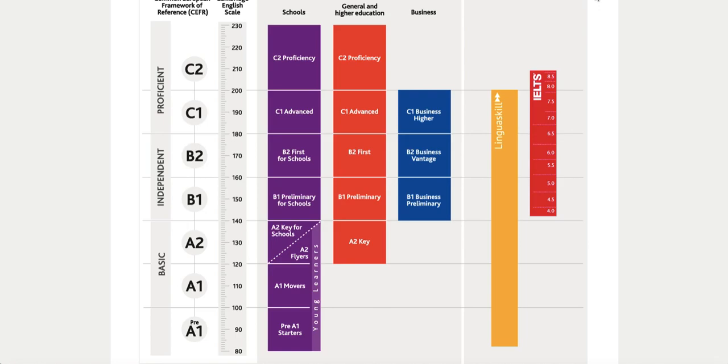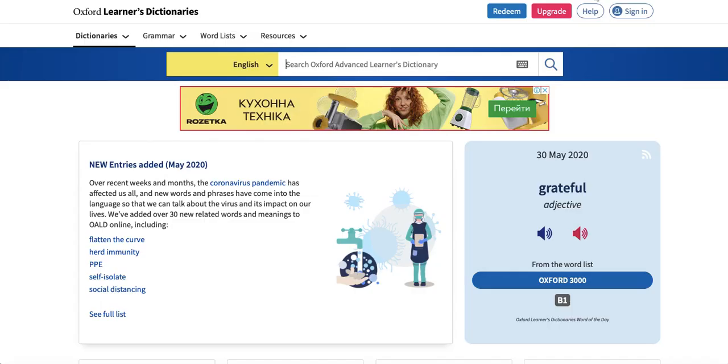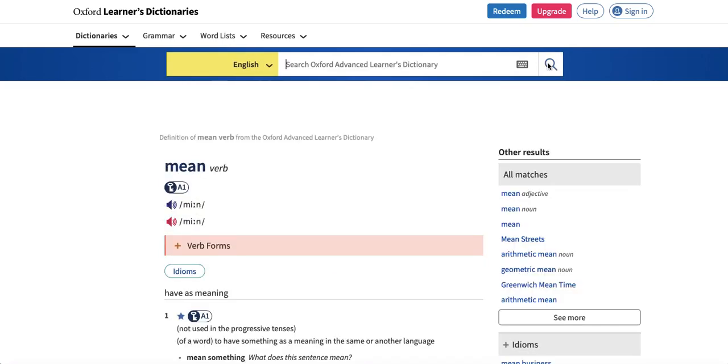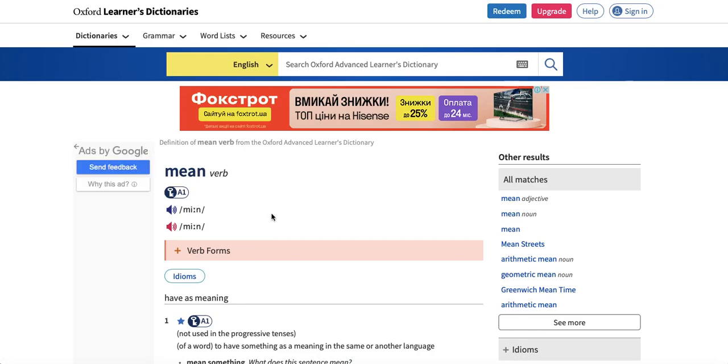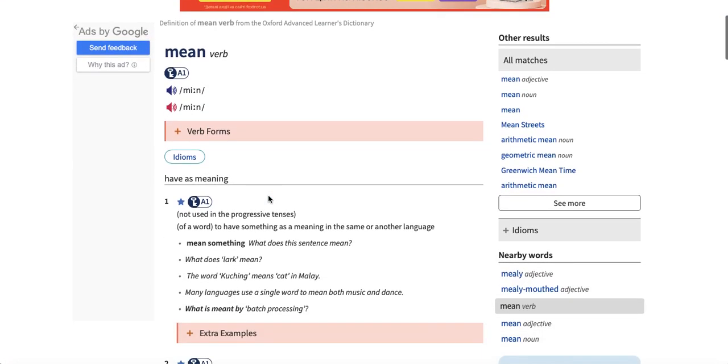of the word mean. So the first website I'm going to is called Oxford Learners Dictionaries, and the website is oxfordlearnersdictionaries.com. In the search field, I type the word mean, press search, and what do we have here? On this page you will see a number of different meanings. So first we deal with the group of verbs.